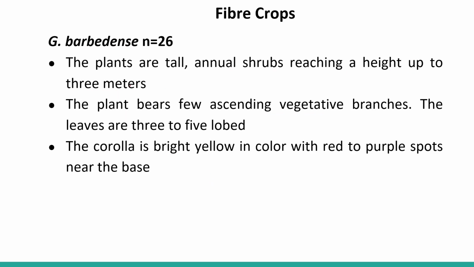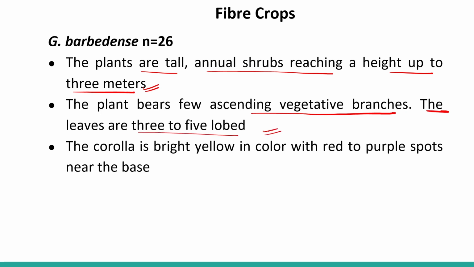The plants of this species, Gossypium barbadense, are quite tall, annual shrubs reaching a height of up to 3 meters. The plant bears a few ascending vegetative branches. The leaves are 3 to 5 lobed. The corolla is bright yellow in color with red purple spots near the base. This is very different, because generally cotton has white flowers, but this one has bright yellow flowers.